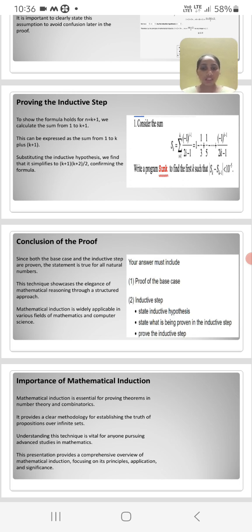And then this presentation provides a comprehensive overview of mathematical induction, focusing on its principles, applications and significance.